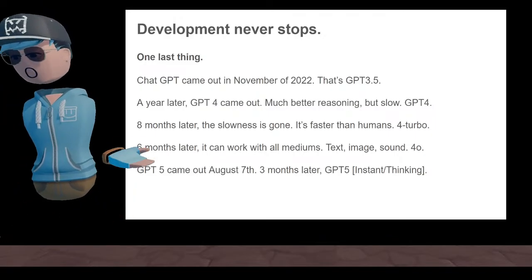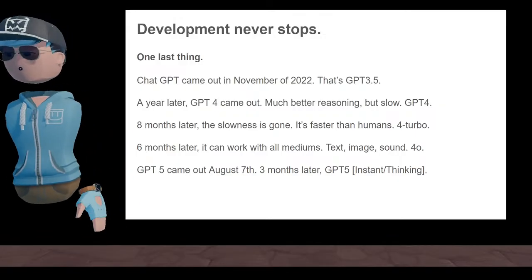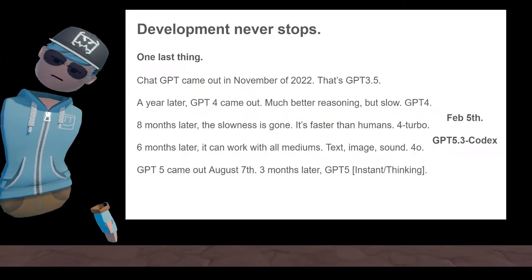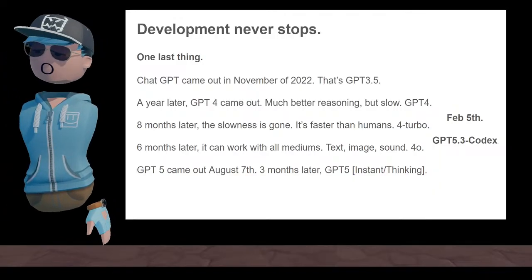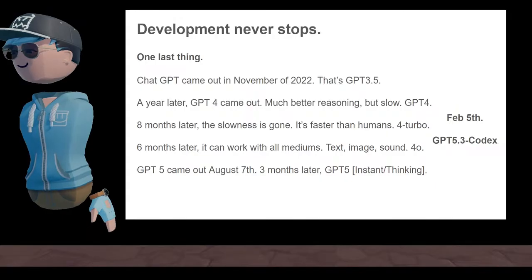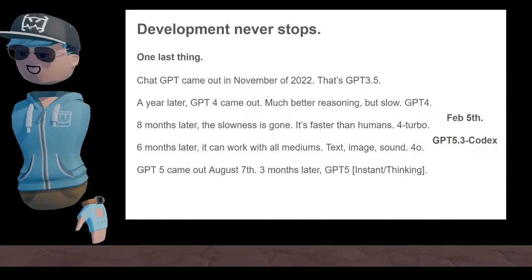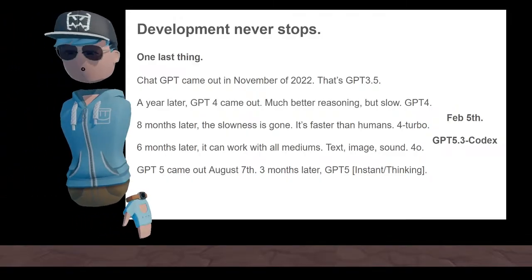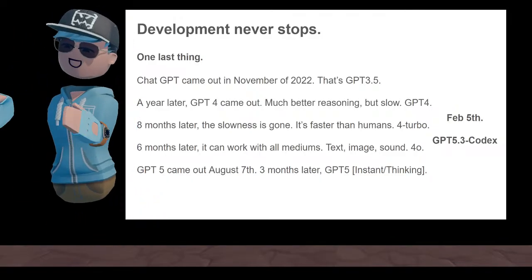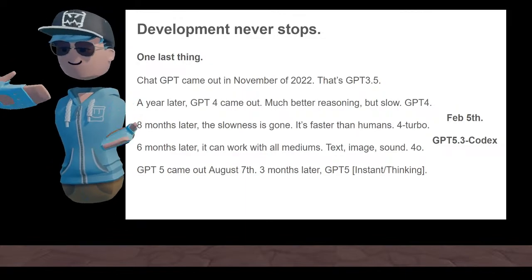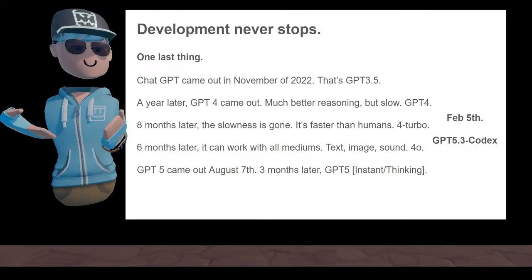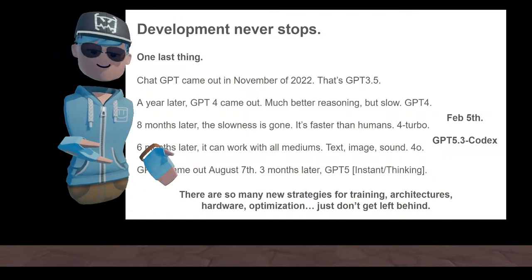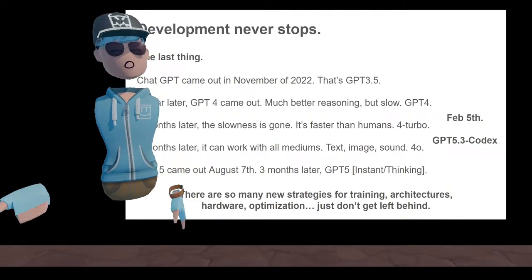GPT-5 came out on August 7th. 3 months later was GPT-5 with instant and thinking. And as of now, the latest one that I saw when I Googled this was from February 5th. Whoa, that's hella recent. It was GPT 5.3 Codex, which specializes in hella context and hella coding and using a bunch of different checking techniques, and it's expensive. It's expensive to use.